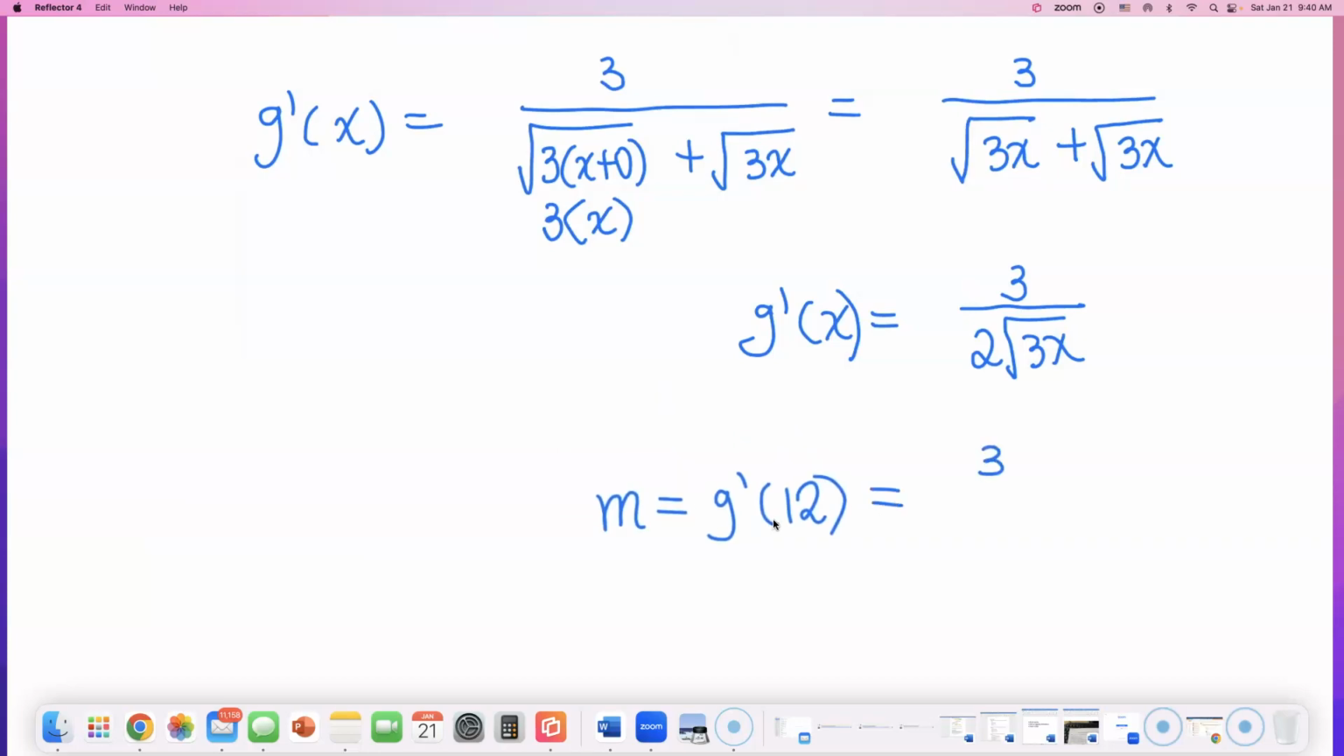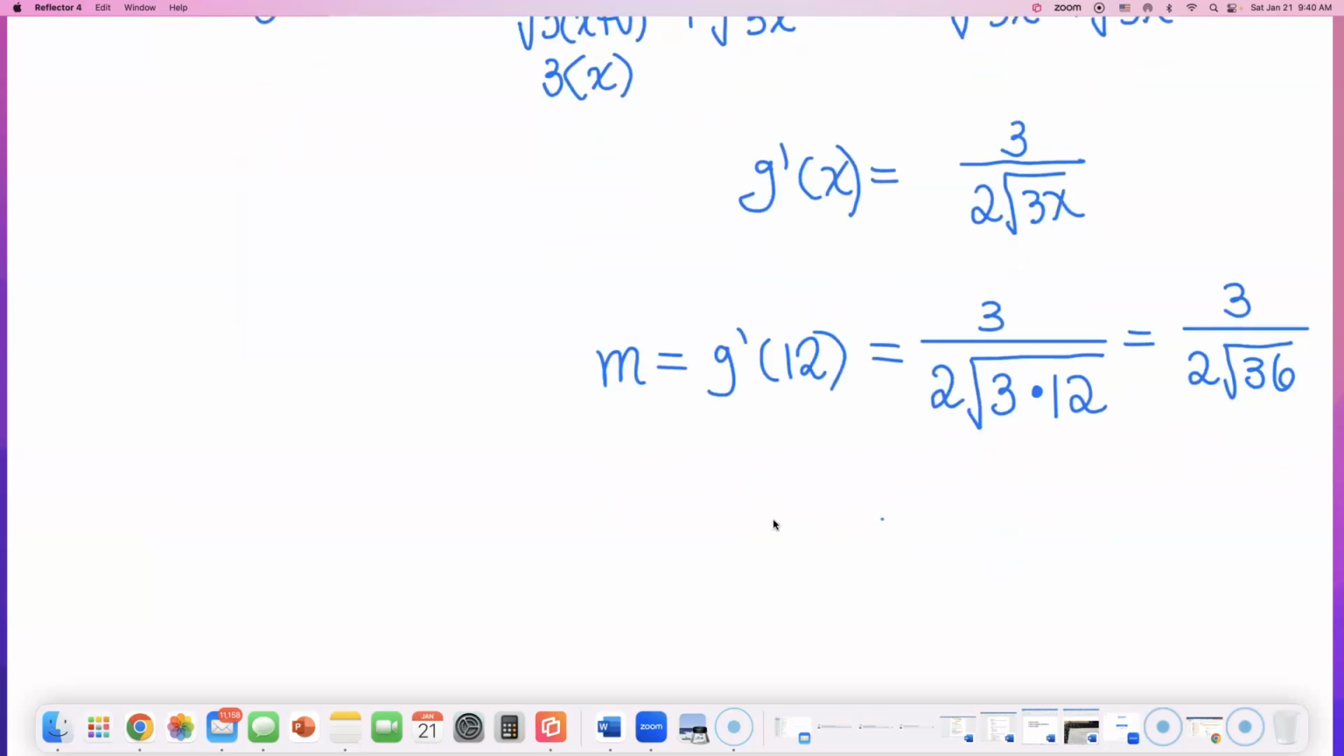That is 3 over 2 times square root of 3 times 12. All right, let's try to simplify this. That is 3 over 2 times square root of 36. Well, that's a perfect square. We can say that is 3 over 2 times 6, 3 over 12, and finally, woo, the slope of this tangent line is 1 over 4. So we found the slope finally.